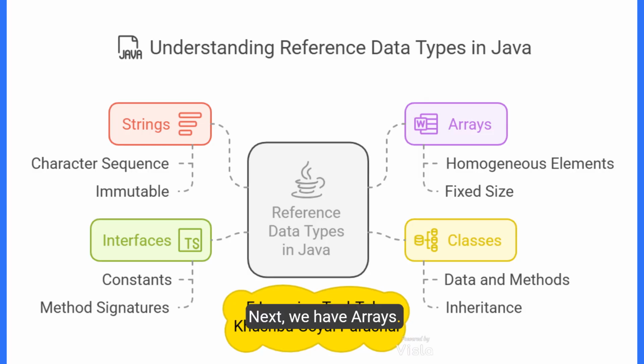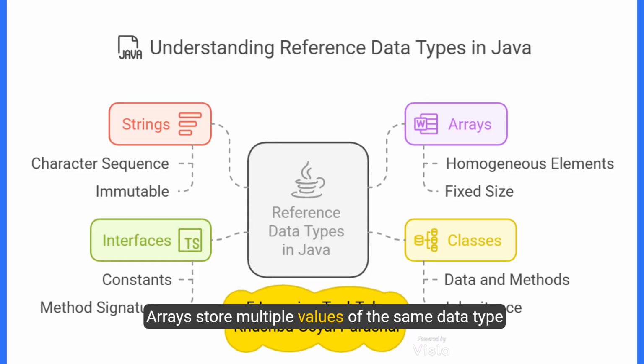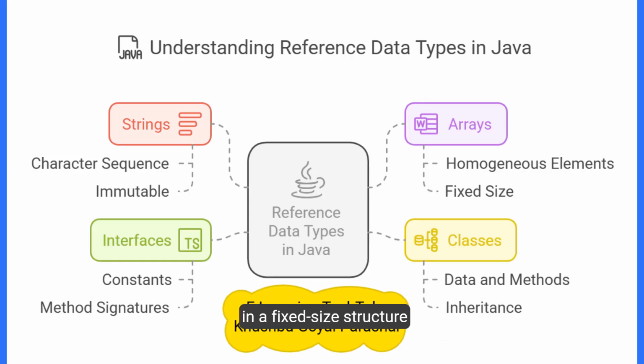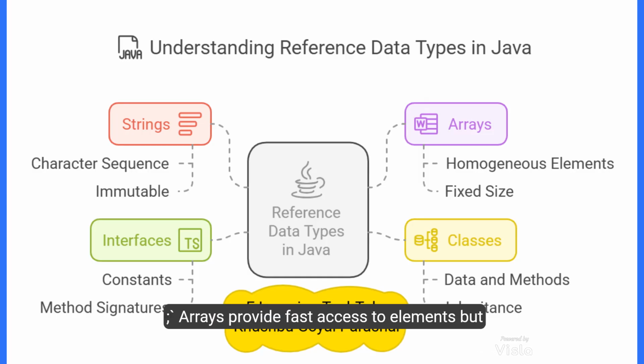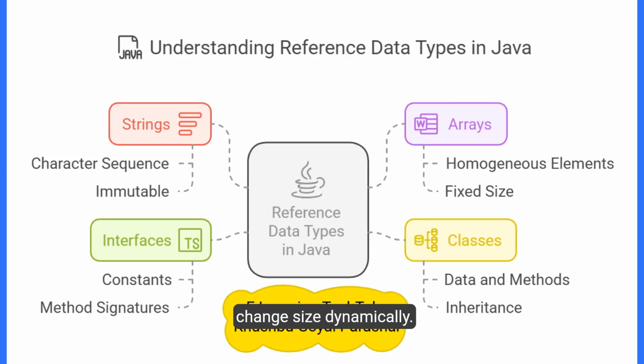Next, we have arrays. Arrays store multiple values of the same data type in a fixed size structure. Example: int[] numbers = {1, 2, 3, 4, 5}. Arrays provide fast access to elements but cannot change size dynamically.